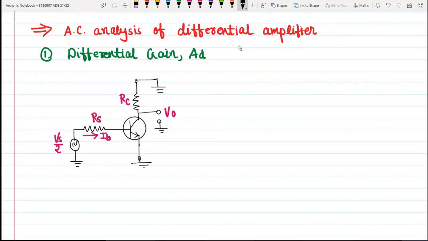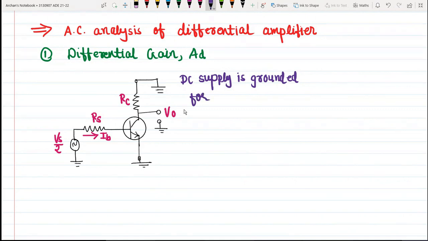I am taking only a single part; I am not drawing both parts. Here we will have another transistor, then another circuit will be there. Please note that the DC supply is grounded for the AC equivalent.